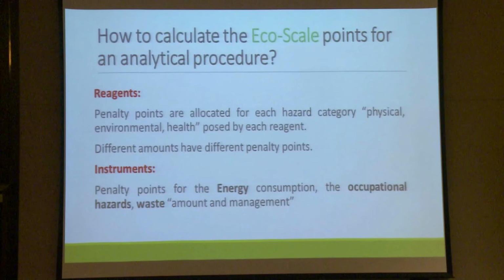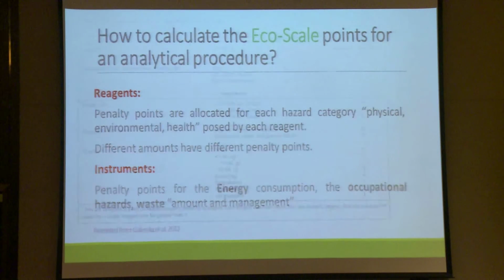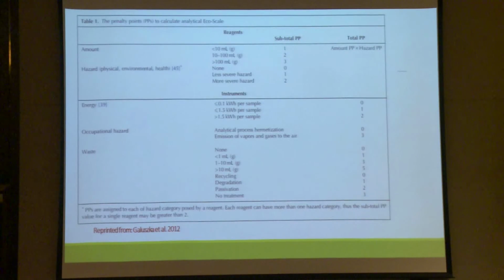Also, for the instruments we are using, penalty points are given for the energy consumption, occupational hazards, and waste, either amount or management. So, for example, this table shows us the different volumes of reagents used. For example, if you used less than 10 milliliters in your reactions, you will have a penalty point of 1. From 10 to 100, you will have 2, and so on. Also for energy, if you consume less than or equal to 0.1 kilowatt-hour per sample, it's 0, and once it increases, the penalty points increase.